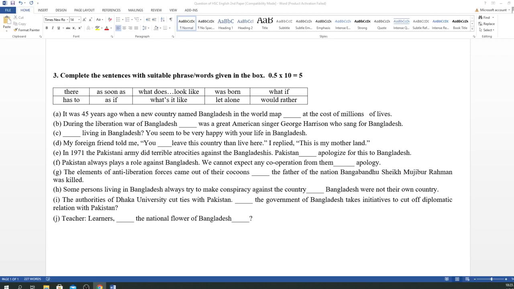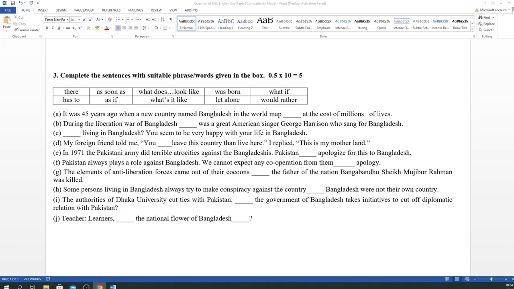G, the elements of anti-liberation forces came out of their cocoons. Dash, the father of the nation, Bangabandhu Sheikh Mujibur Rahman, was killed. Some persons living in Bangladesh always tried to make conspiracy against the country. Dash, Bangladesh were not their own country. The authorities of Dhaka University cut ties with Pakistan. Dash, the government of Bangladesh takes initiative to cut up diplomatic relations with Pakistan. Teacher, learners, dash, the national flag of Bangladesh, dash.